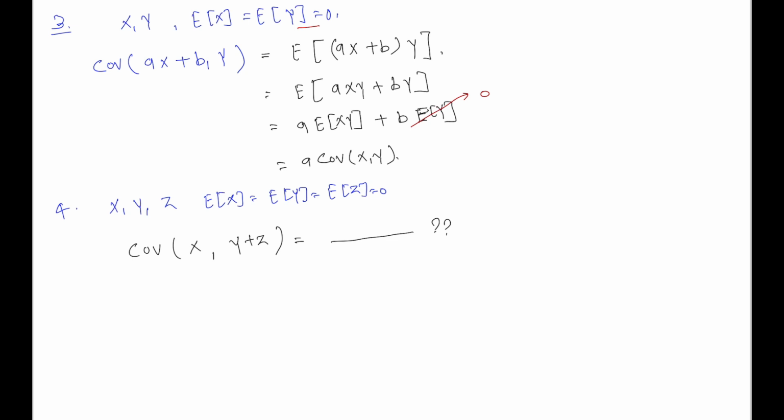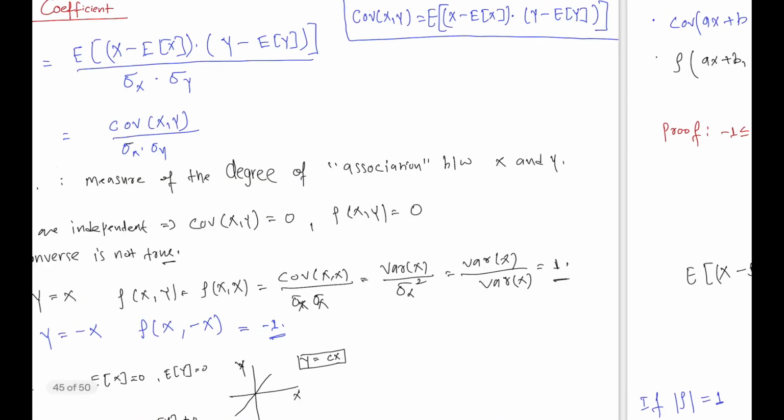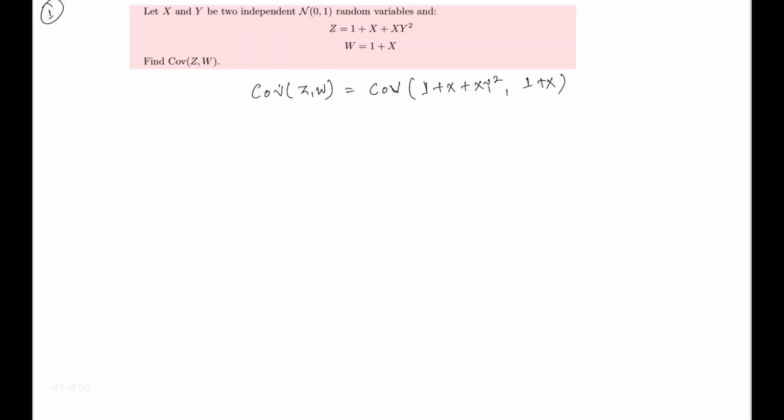So the overall point is that we can directly drop this b. Let me show you how we can do that here. Simply from here we can drop this 1. So this covariance will be the covariance of x plus xy squared, comma x.